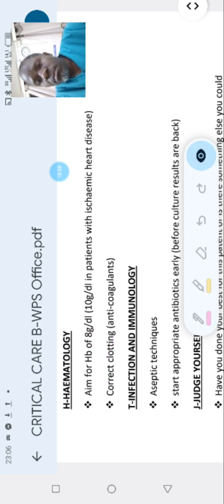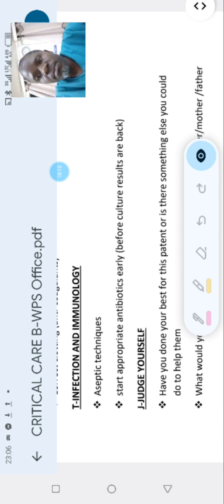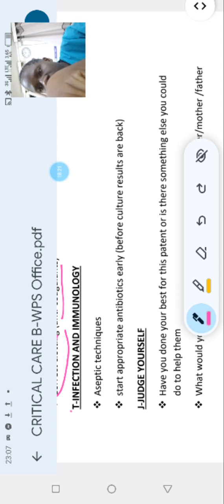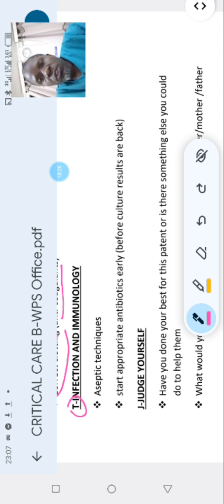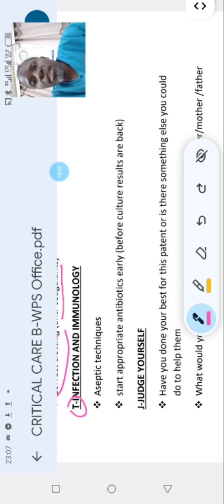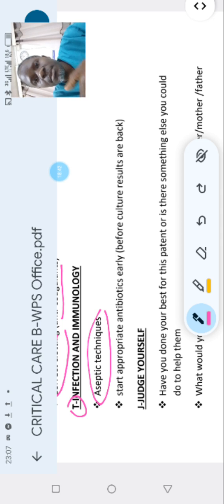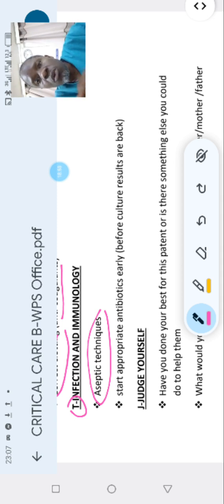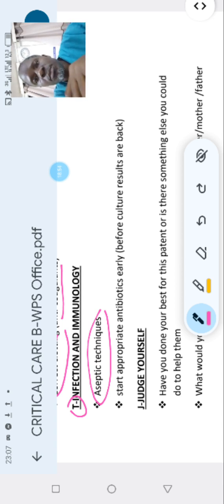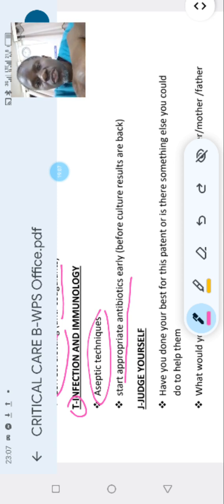Okay. Apart from hematologic, you can go to infection and immunology. So this T, it's not a T, it's supposed to be I here, which is infection and immunology. So as you do all those nursing procedures, such as injection giving, catheter care or catheterization, you need to consider aseptic techniques, meaning that you need to try by all means to at least use aseptic or sterile techniques. Apart from that, you need to protect the patient from bacterial infections, because this patient is very sick and susceptible to microorganisms. So you need to start the patient on antibiotics early so that you protect this individual. Okay. Then you go to J.